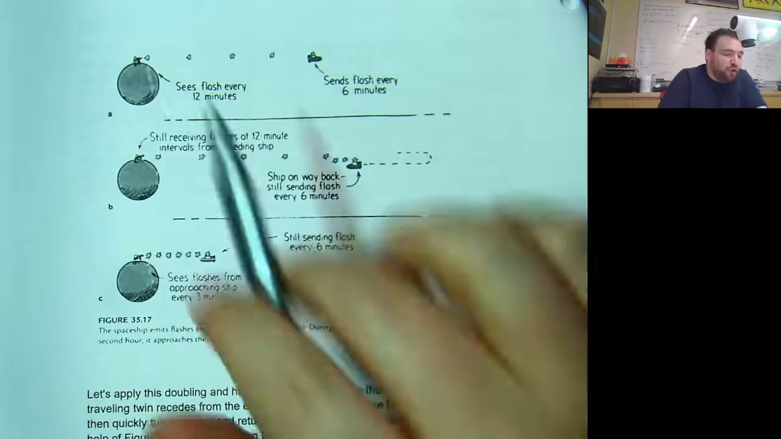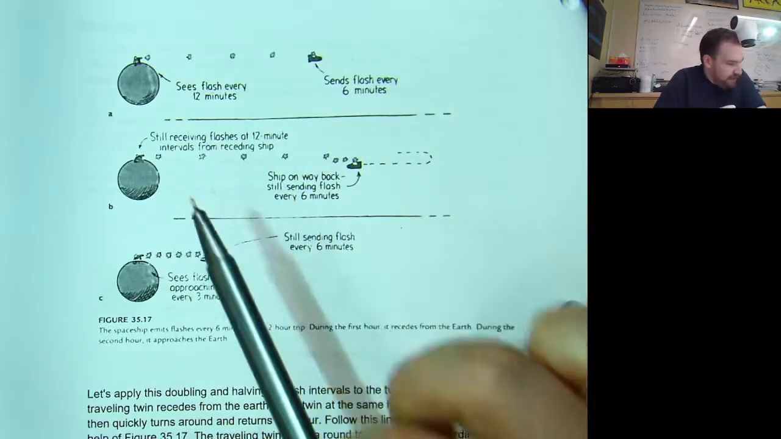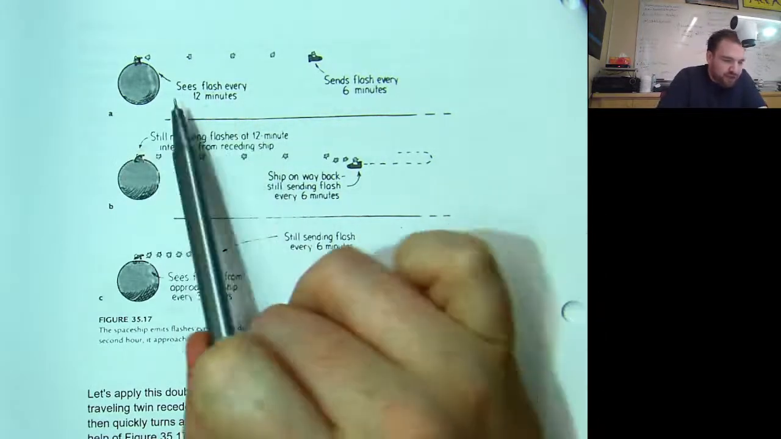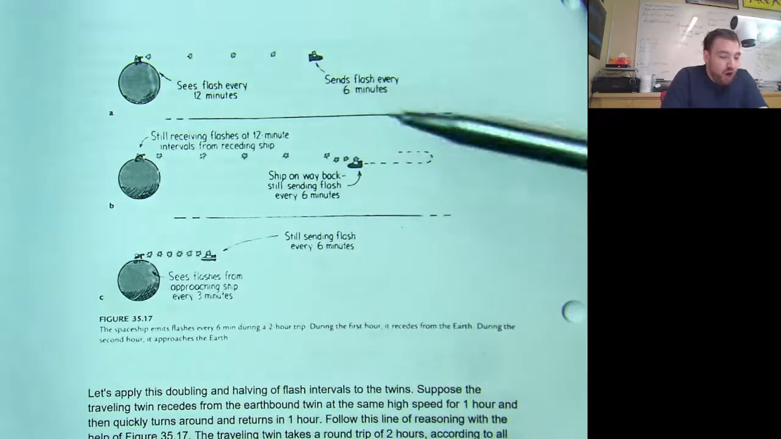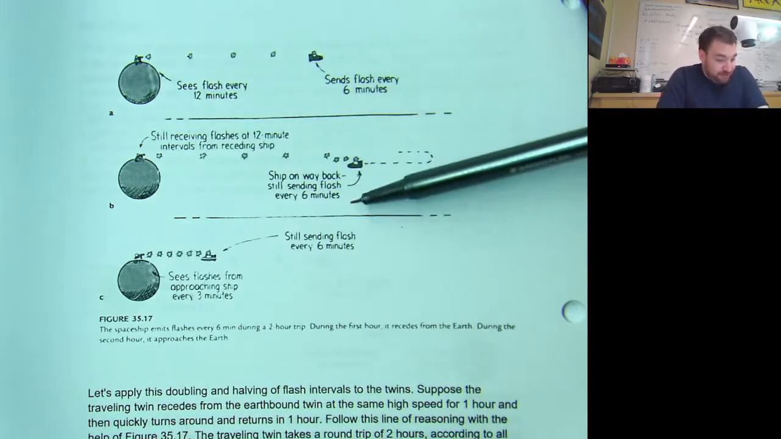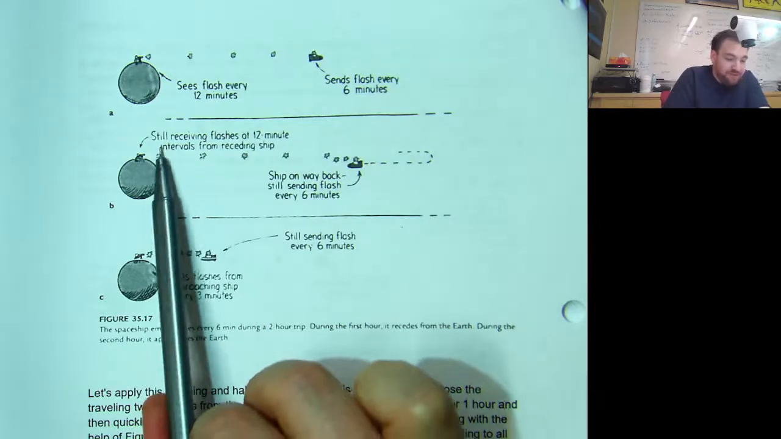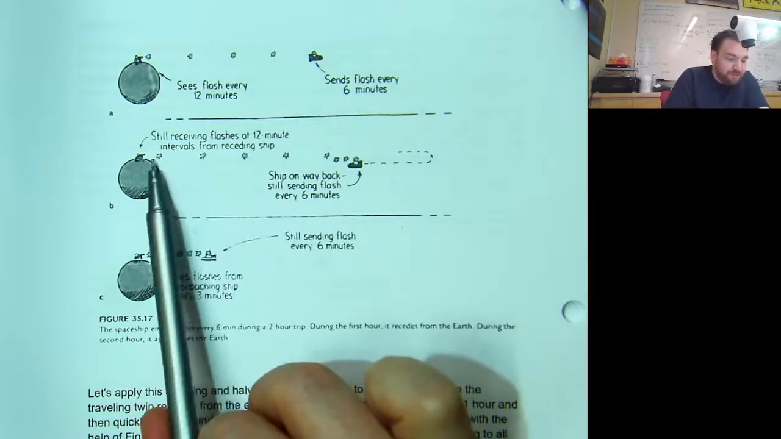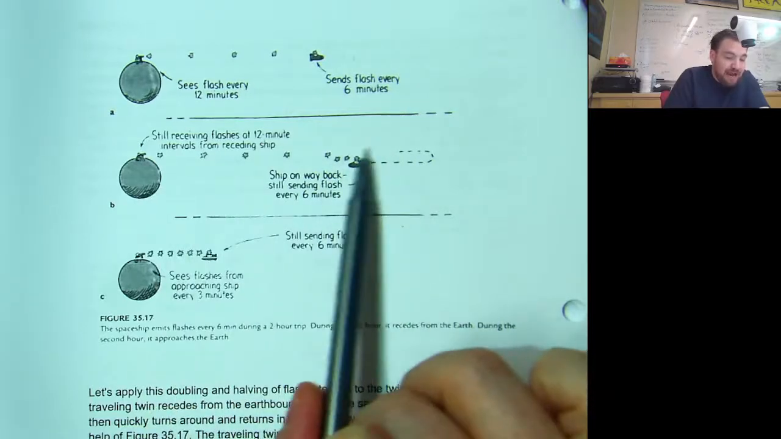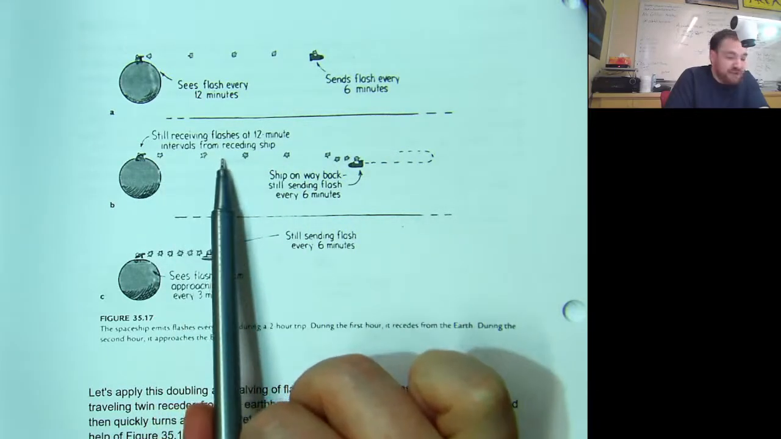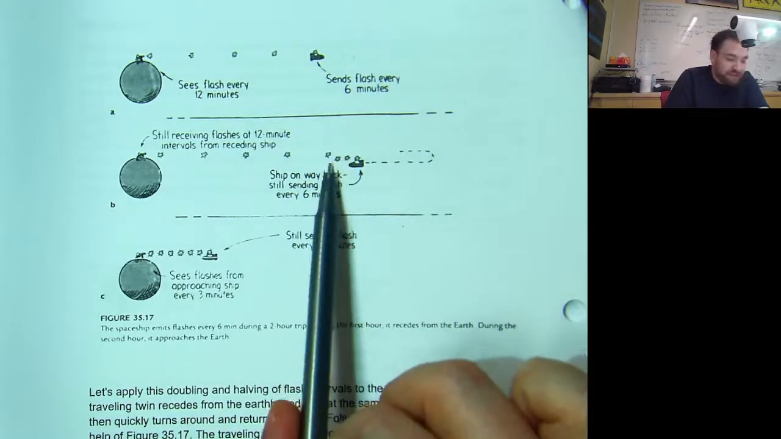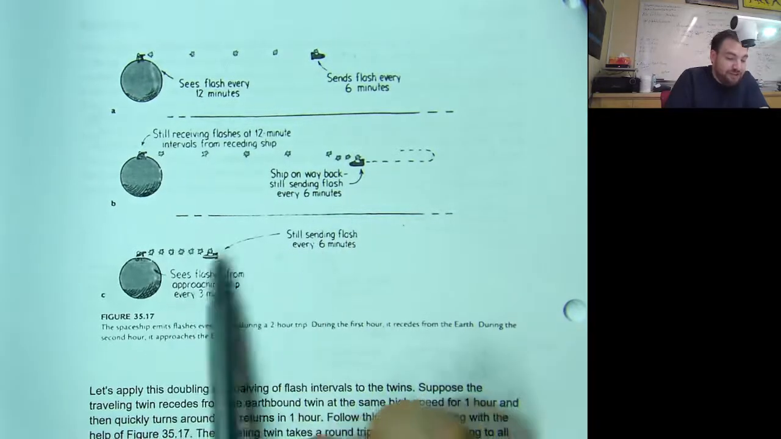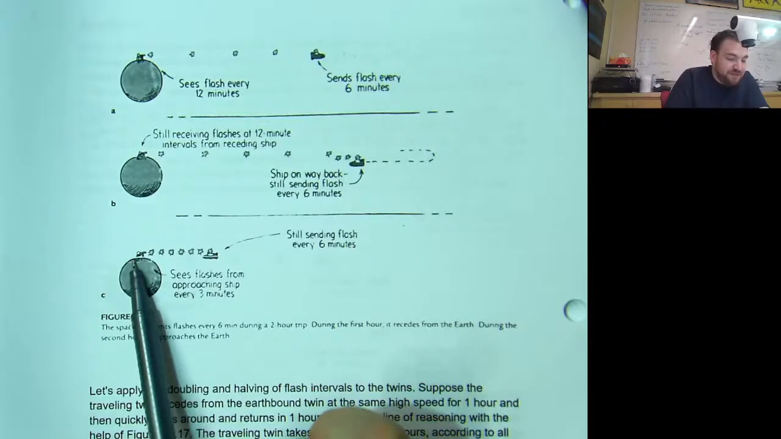So let's combine these things using the rocket ship and the light. Traveling away, you see flashes every 12 minutes, even though this guy's sending flashes every 6 minutes. On the way back, the ship is still emitting them every 6 minutes, but for a while you're still receiving flashes at 12-minute intervals from a receding ship. Then all of a sudden, the ship is sending closer together shots of light. Even though he's still sending them every 6 minutes, the flashes are going to be seen from the approaching ship every 3 minutes. We cool with what's happening here?